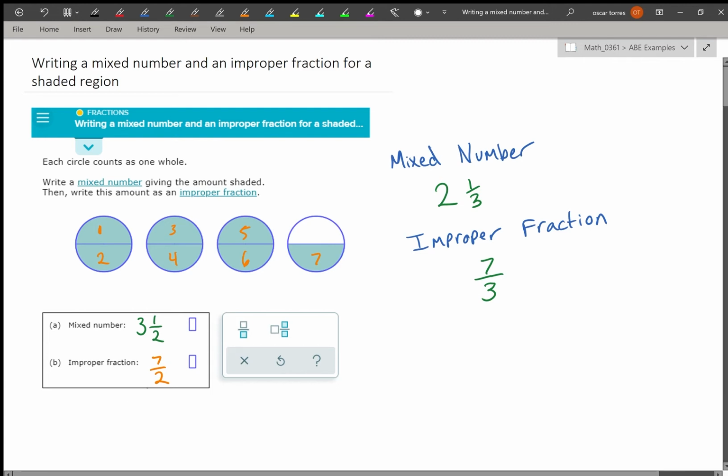So again, this number at the bottom came from the fact that each circle was split up into 2 sections. So we have a 2 in the denominator. In total, when I count up these half sections, I have 7 of them. So our improper fraction is 7/2.